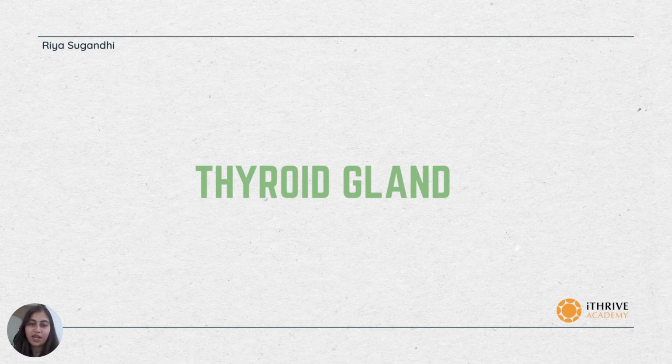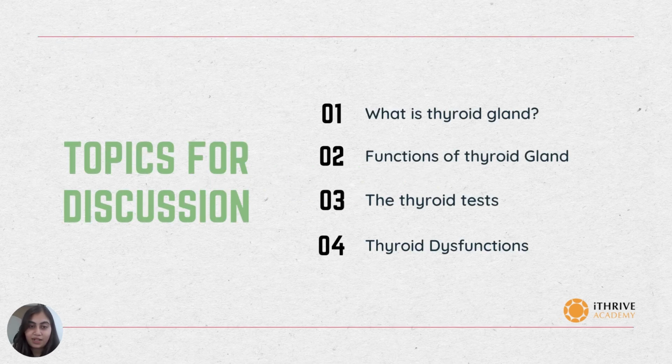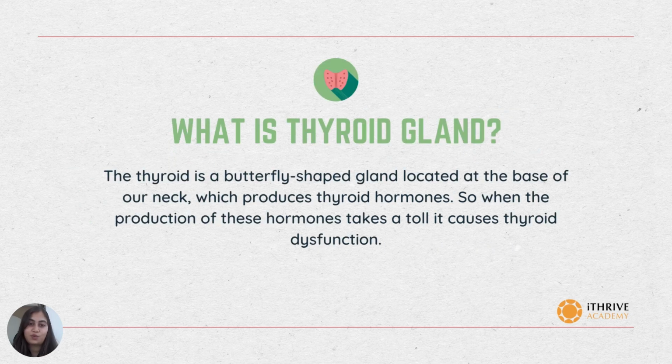Today we're going to learn about a tiny and cute gland, which, if triggered, can create millions of disruptions in our body. You guessed it right. It's the thyroid gland. So in today's discussion, we will learn about the gland, what it can do in our body, what the different thyroid tests are that can be helpful for determining the functioning of the thyroid gland, and lastly, the dysfunctions it will create if triggered. Let's go.